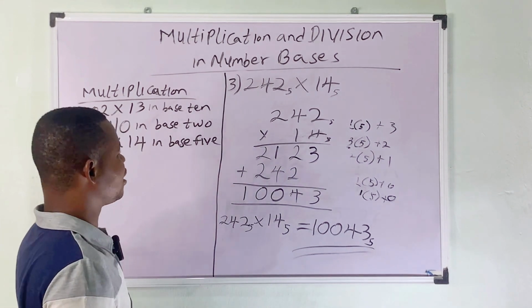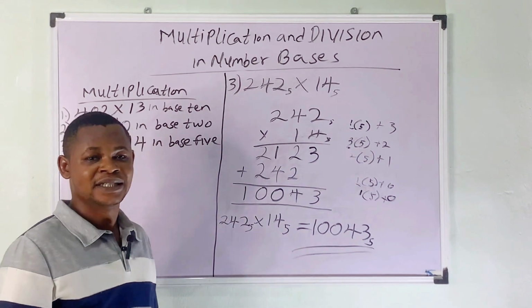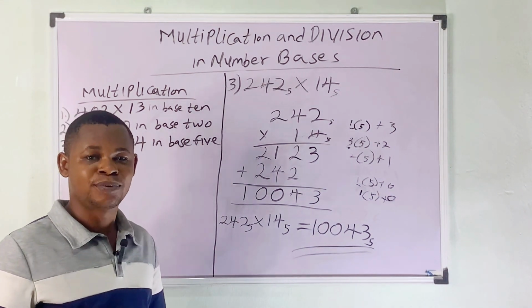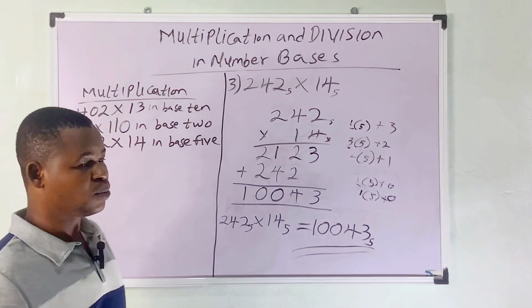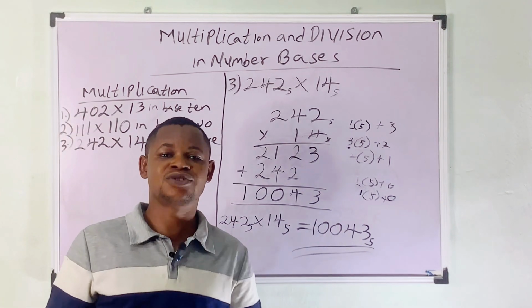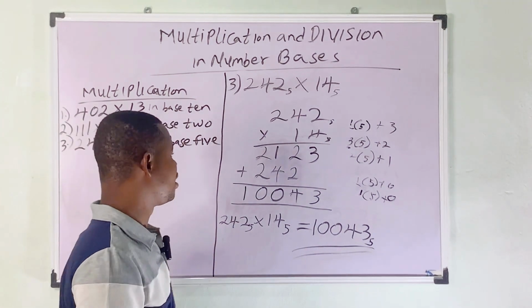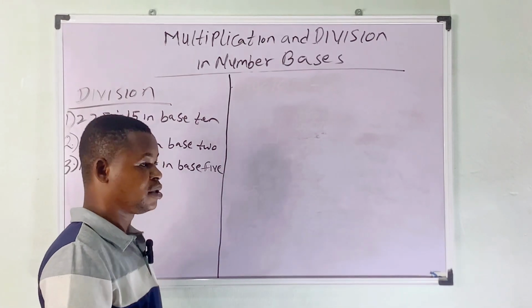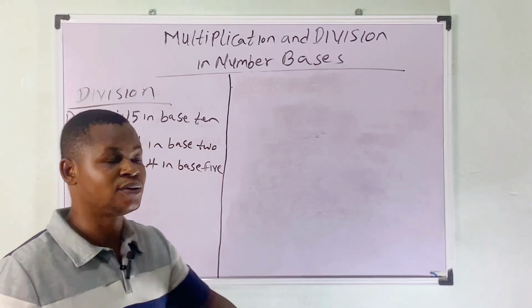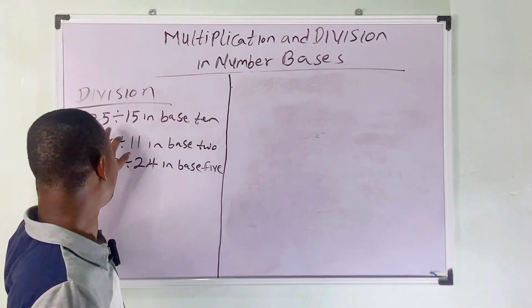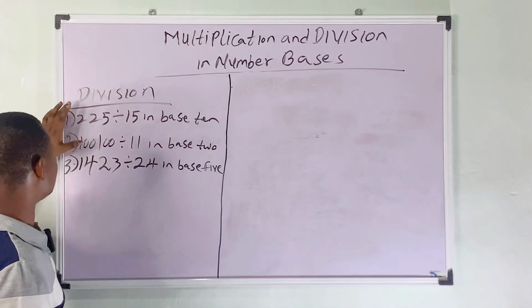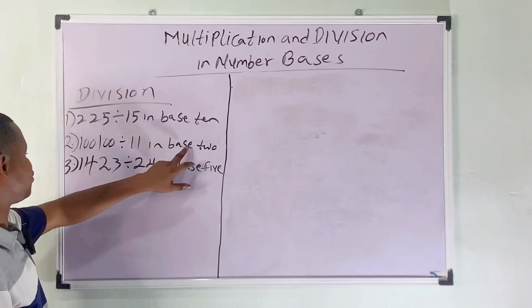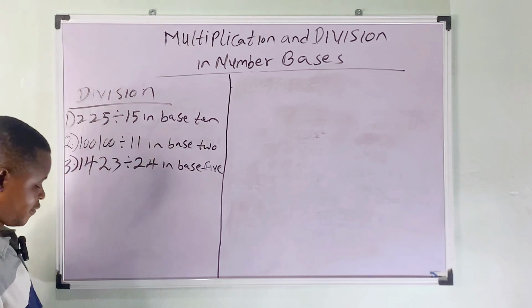So it is as simple as that. You can see that we follow the same approach, the same procedure in solving it. What is required is your attention to details so that you do not make any mistakes. Let's go on to division. As we did in multiplication, we have 3 examples under division too. The first one is in base 10, the second one in base 2, and the third one in base 5.